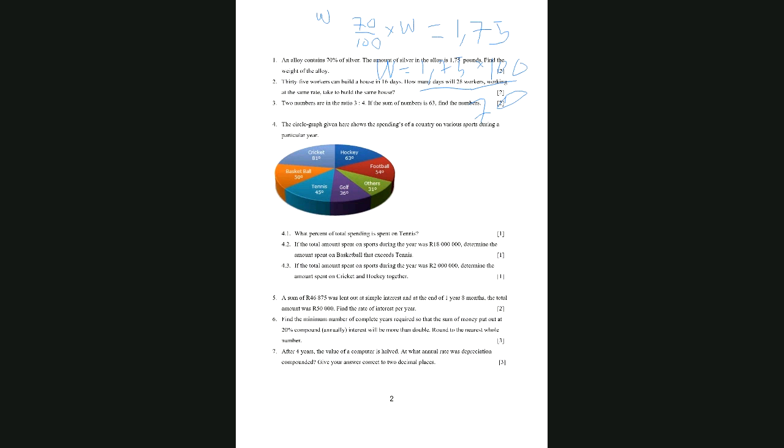In the absence of questions, let's go to the second one. It says that 35 workers can build a house in 16 days. How many days will 28 workers working at the same rate take to build a house? What are we going to use to answer this question? Isn't it the inverse proportion?